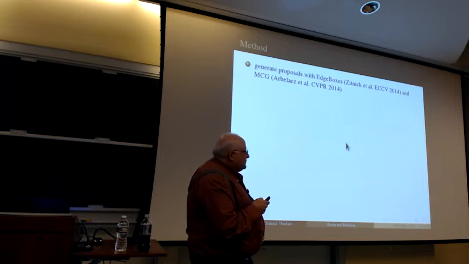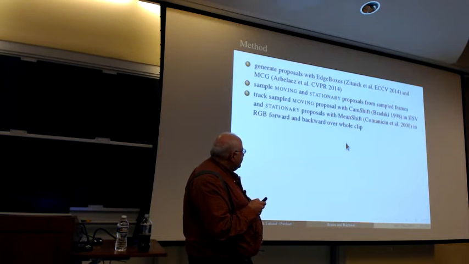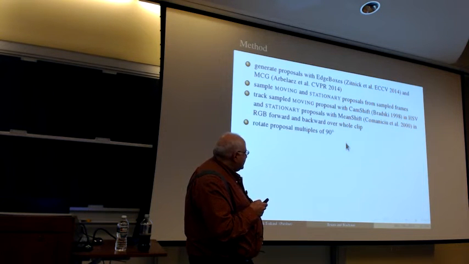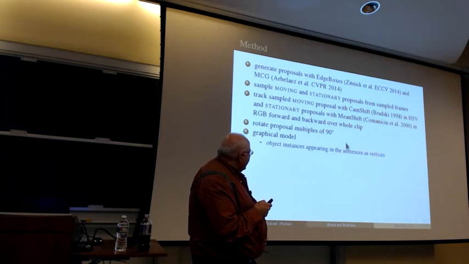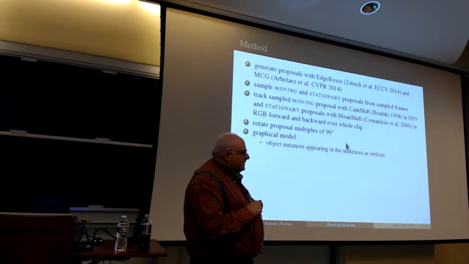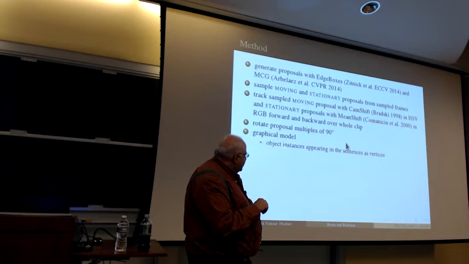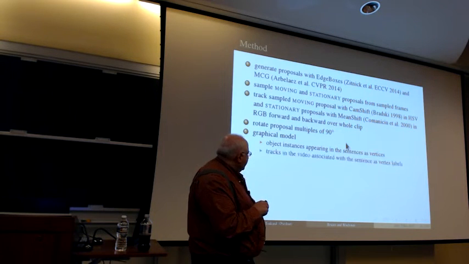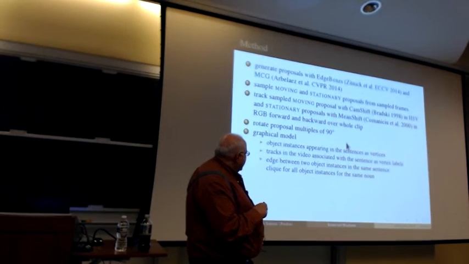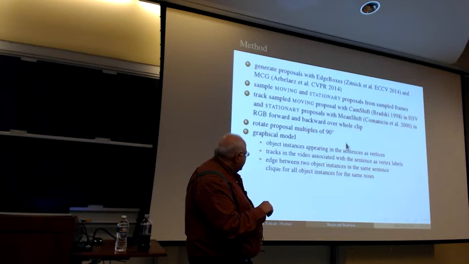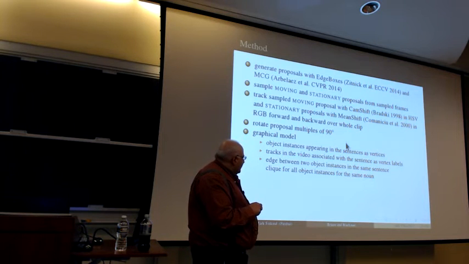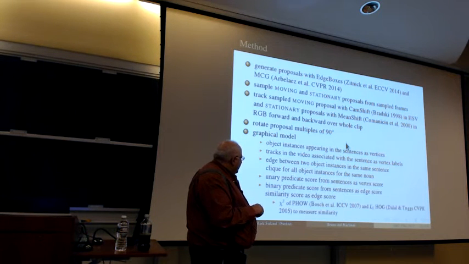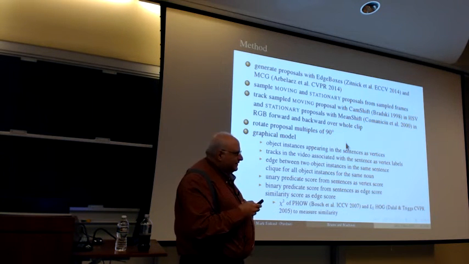What we do is we generate proposals with off-the-shelf mechanisms and track them with off-the-shelf mechanisms and construct the graphical model so that object instances that appear in the sentences are vertices. The vertex labels are taken from tracks produced by the tracker, and edges between 2 object instances in the same sentences correspond to the semantics, and the clique for all object instances for the same noun are the similarity relations. And we use 2 standard feature extractors with 2 standard distance metrics for the similarity measures.